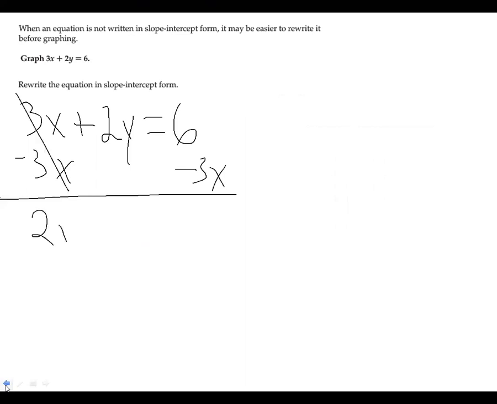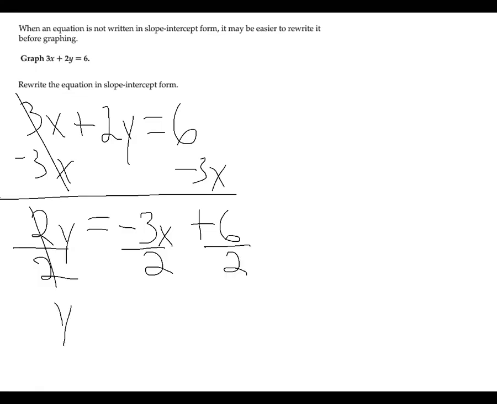So you'd have 2y equals, now a lot of people would write 6 minus 3x, but you want to put it in slope-intercept form, so the x should go first. So it should be negative 3x, and the 6 itself was positive, so you would write it as plus 6. Then divide everything by 2. So you'd have y equals negative 3 halves x plus 3. Now, I know technically that would be negative 3x divided by 2, but negative 3x divided by 2 is the same thing as negative 3 halves x plus 3.